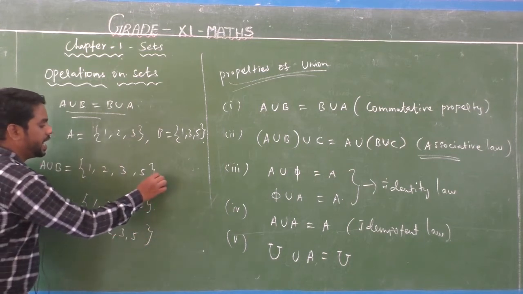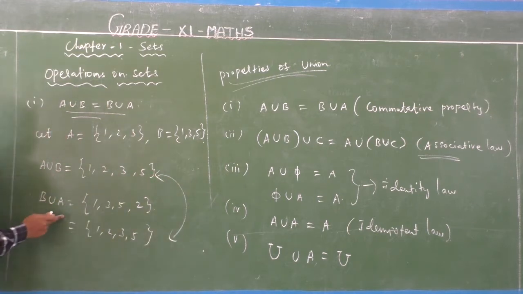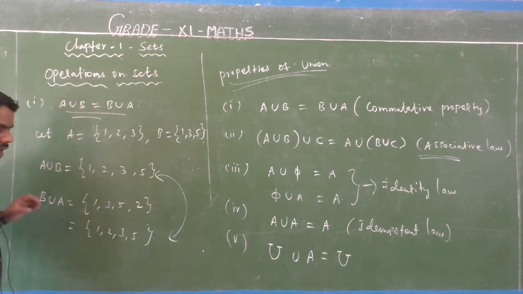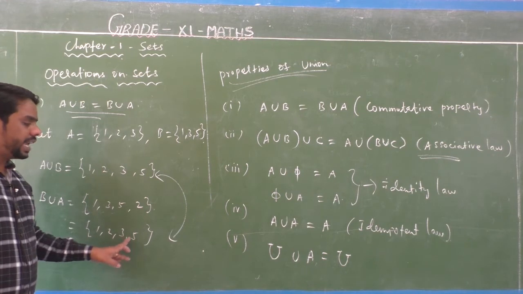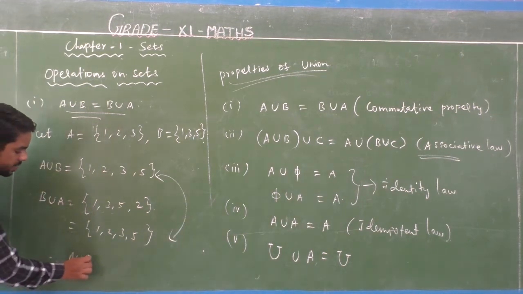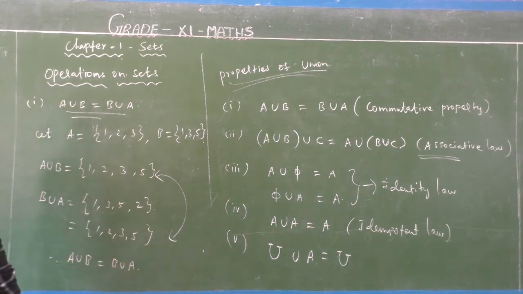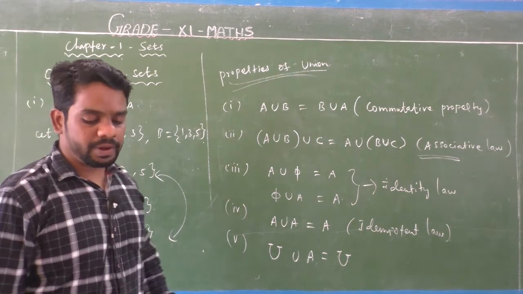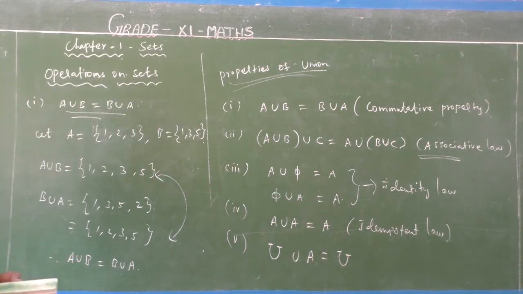Listen, here A union B is always equal to B union A. A union B has 4 elements, 1, 2, 3, 5. And B union A also has 4 elements, 1, 2, 3, 5. Therefore, A union B is equal to B union A. So commutative property is true. Next, second one, associative property.